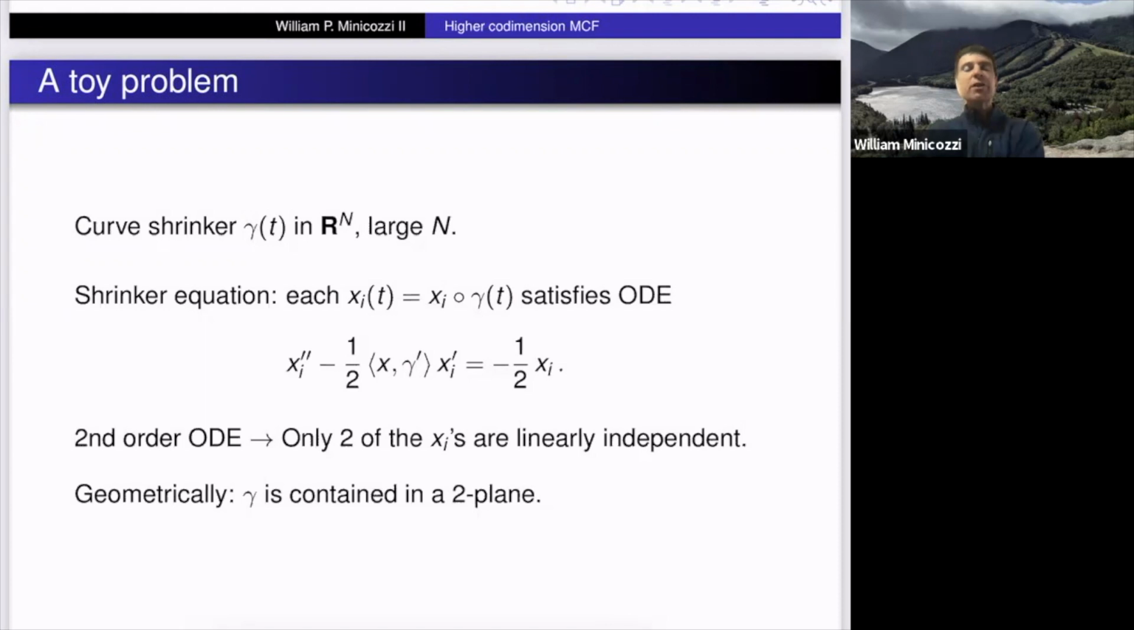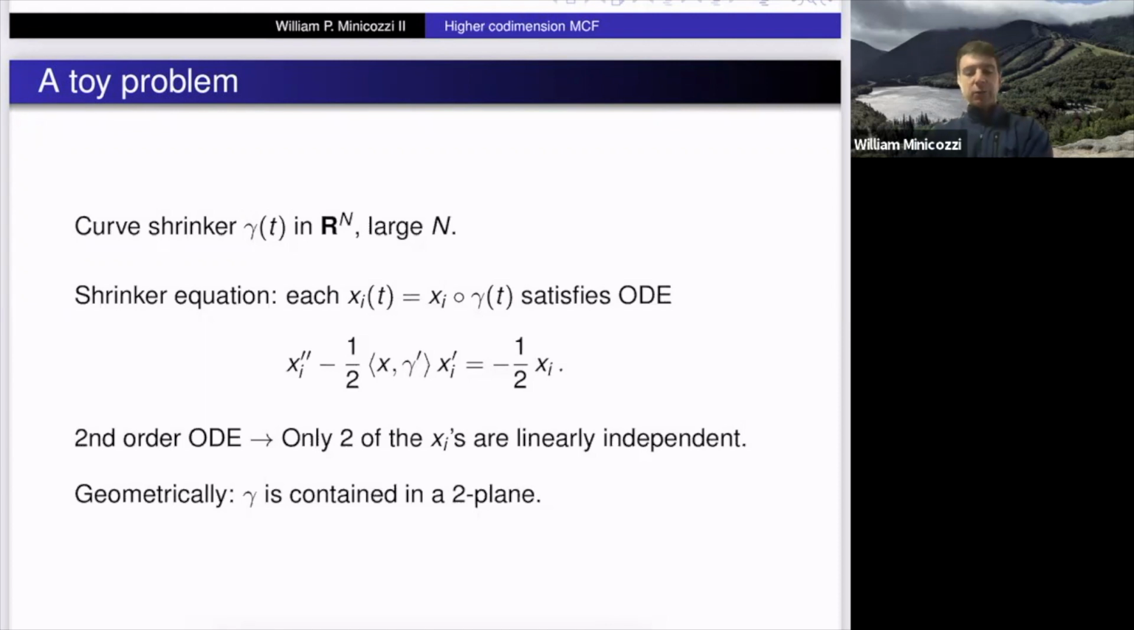Then each coordinate function restricted to the curve satisfies this ODE, which just says it's a half eigenvalue for the script L operator. So the thing is, it's the same ODE for every coordinate function. It's a second order linear ODE. So this means there are only two linearly independent solutions to this ODE. Once I specify the value in the initial condition, that determines the solution.